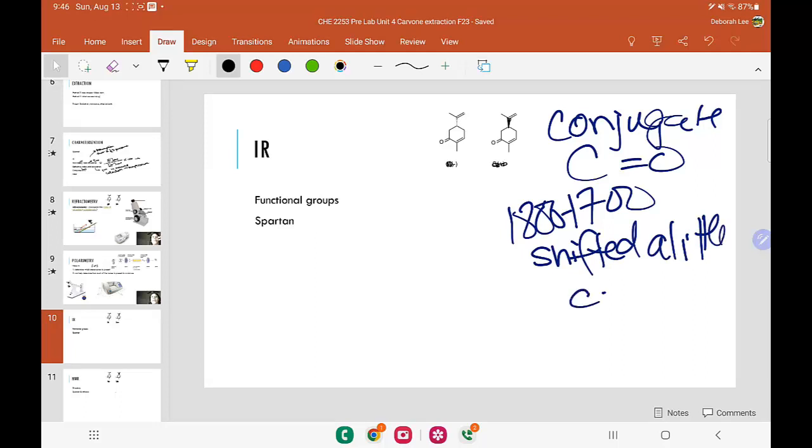You're going to be looking for carbon-carbon double bonds, not aromatic. These are not aromatic. And you're going to be looking for sp2 CHs and sp3 CHs.